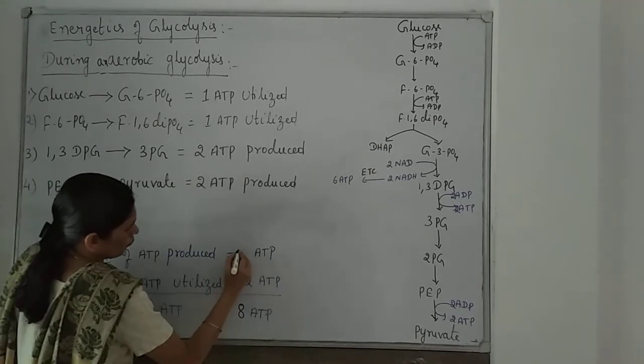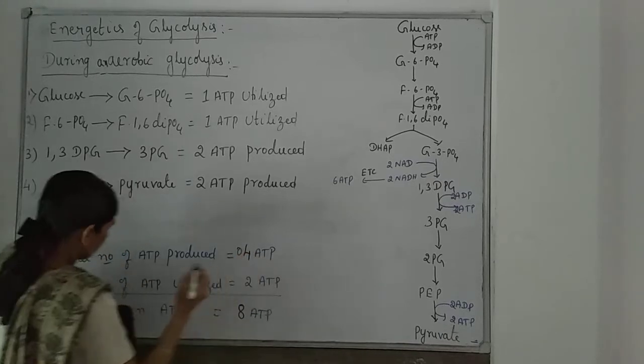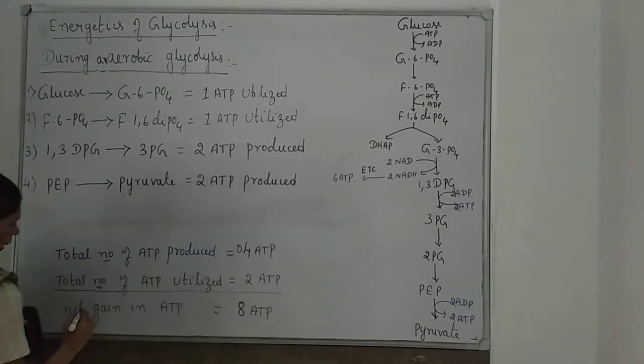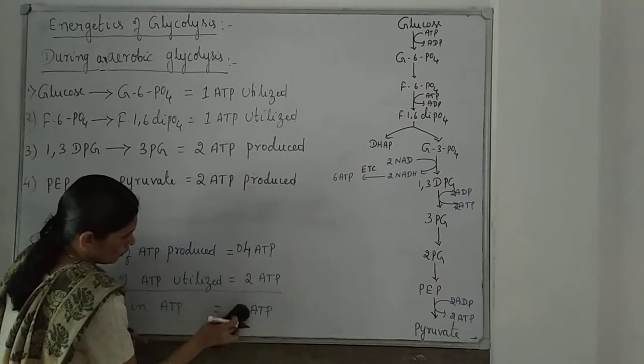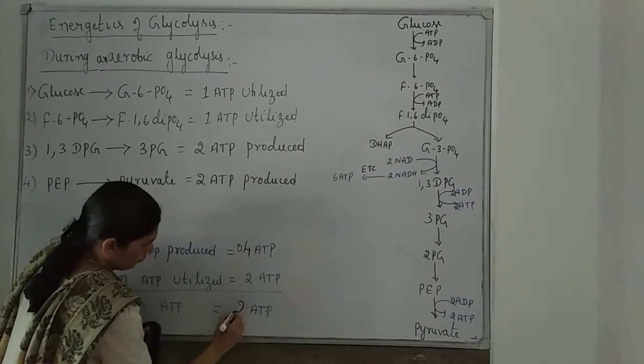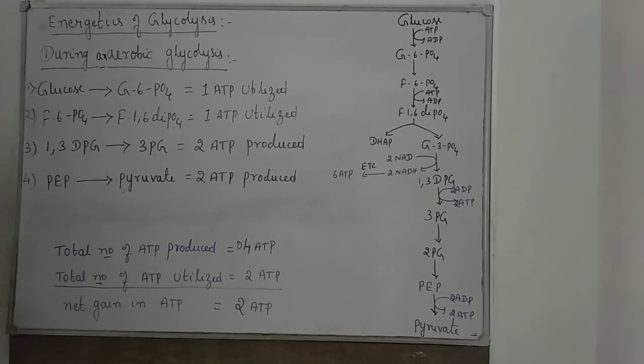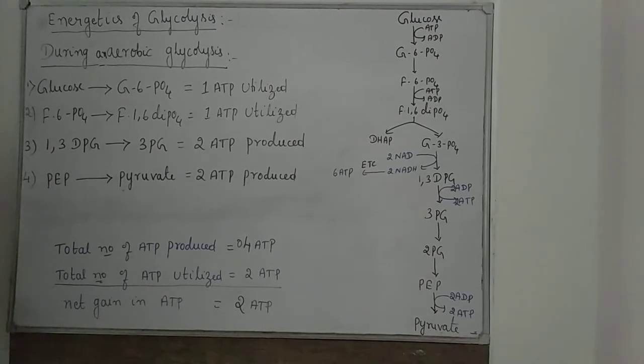So the total number of ATP produced is equal to 2 plus 2, 4 ATP. Total number of ATP utilized is equal to 2 ATP. Net gain of ATP is equal to 2 ATP. Under anaerobic condition, we can synthesize only 2 ATP molecules. So this is about the energies of glycolysis.